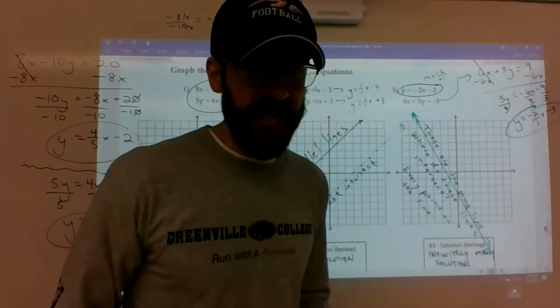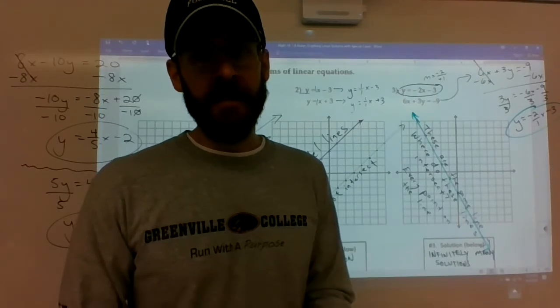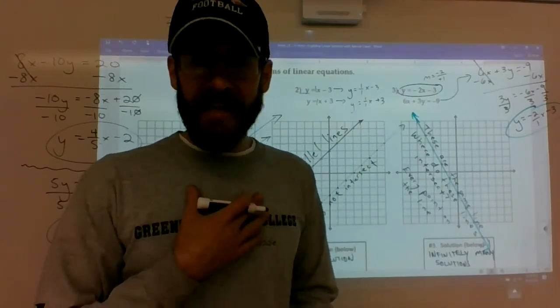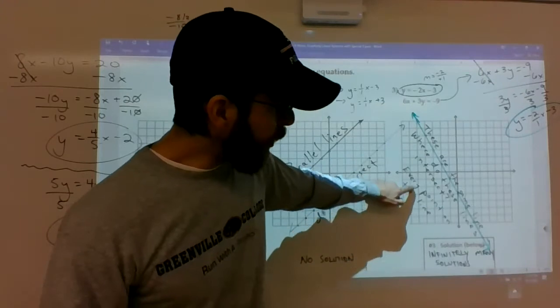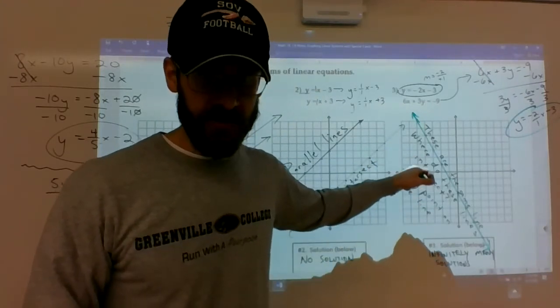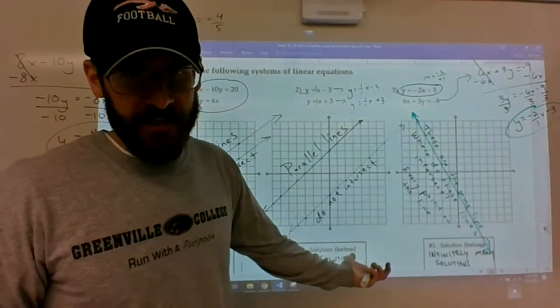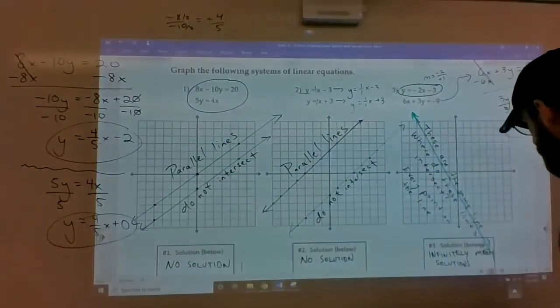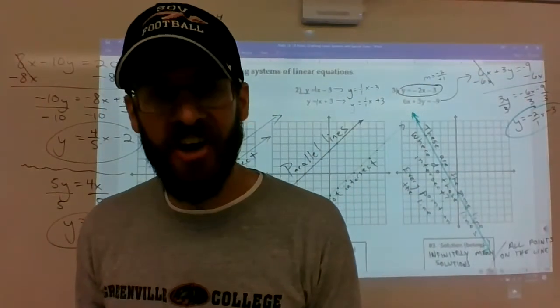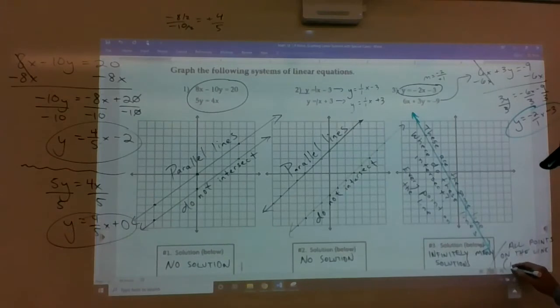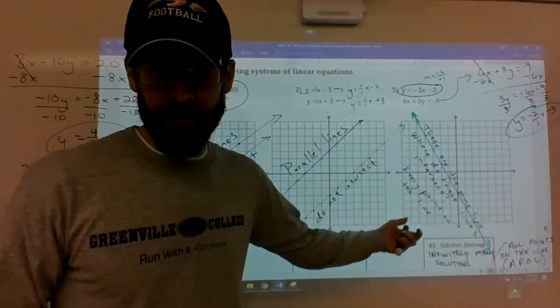Now, that doesn't mean that the solution is infinity. If you say the solution is infinity, that doesn't make any sense. What I like to have my students put as the solution is all points on this line. Those are the solutions. So you can put infinitely many solutions. You also have the option to say all points on the line, the line that you just graphed here. And you can abbreviate it APOL. I guess know both of them is what I'm saying.